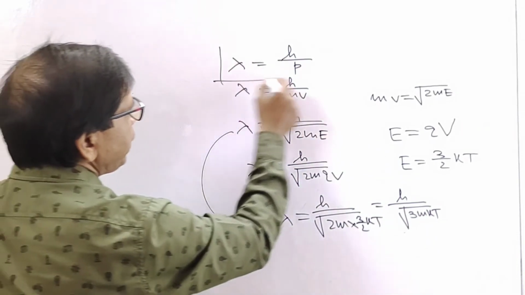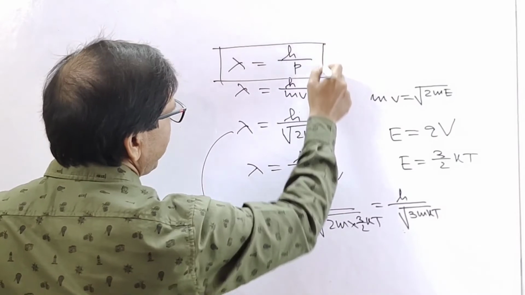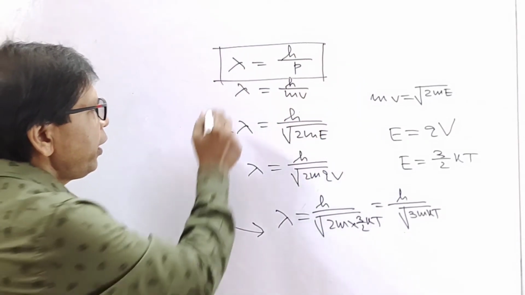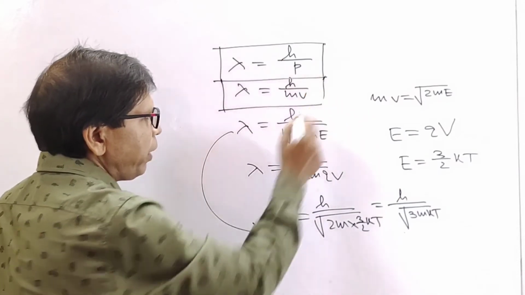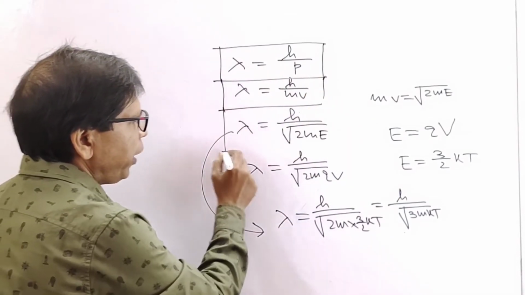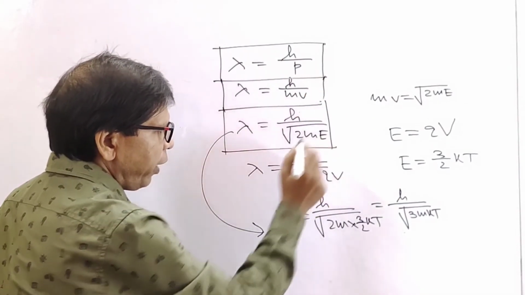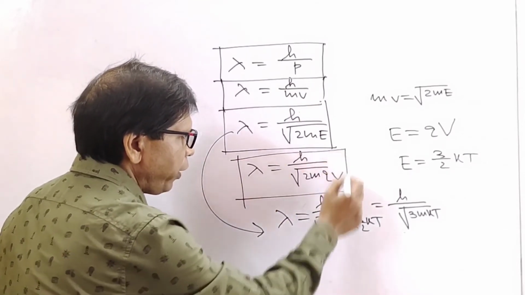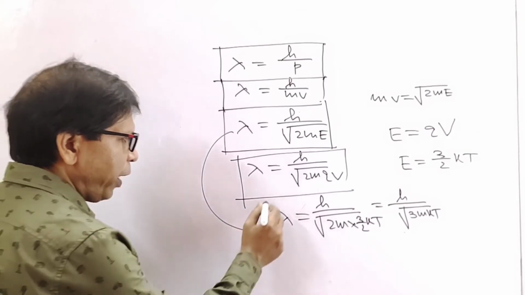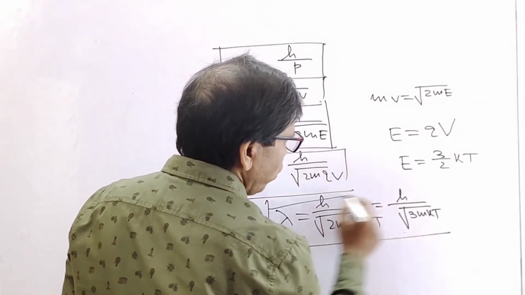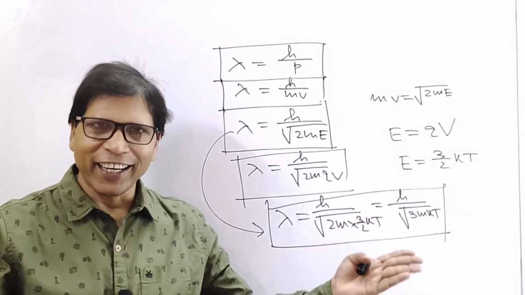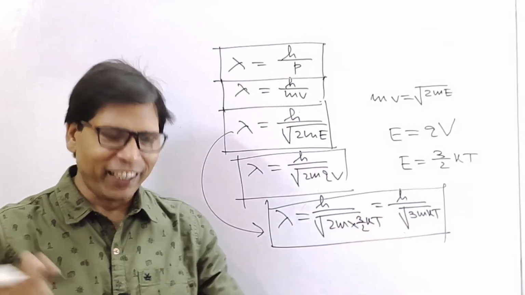Okay, so look at this. There are four expressions for the wavelength of a matter wave. Here lambda equals h by p. Here lambda equals h by mv. Here lambda equals h by root under 2mE. And here lambda equals h by root under 2mqV. And finally lambda equals h by root under 3mkT. Okay, understand?